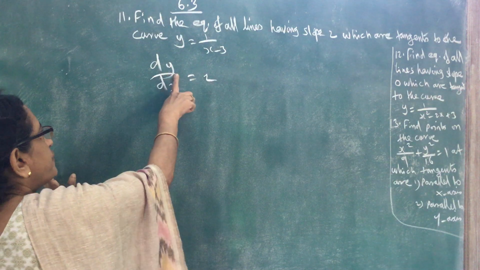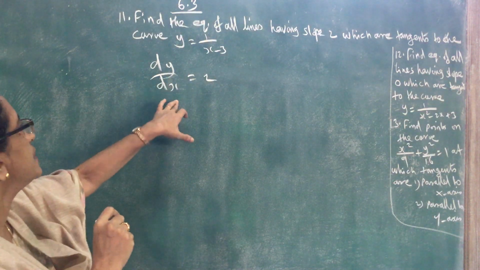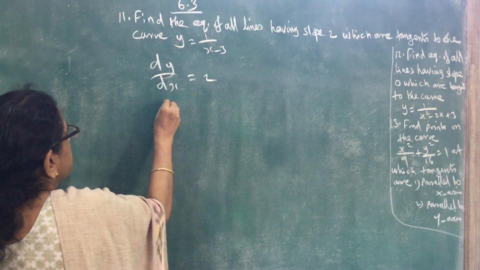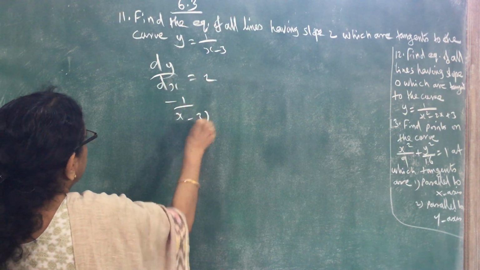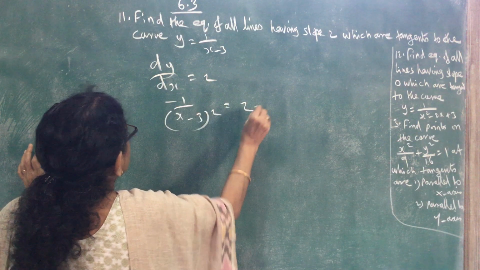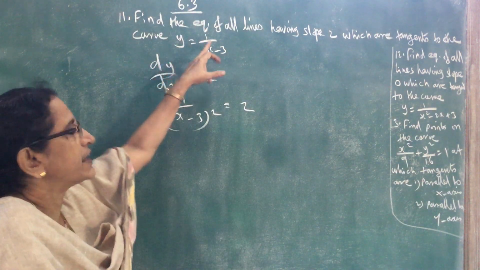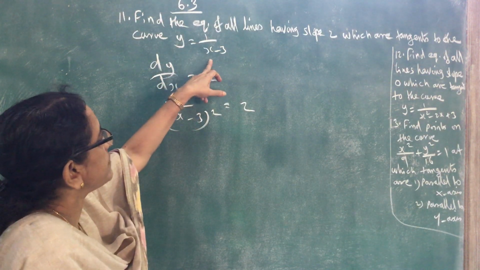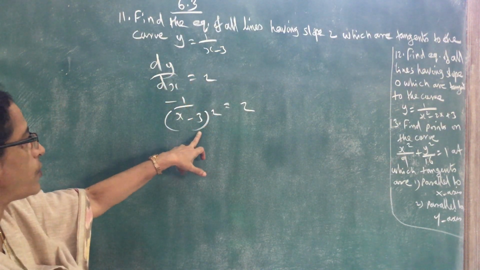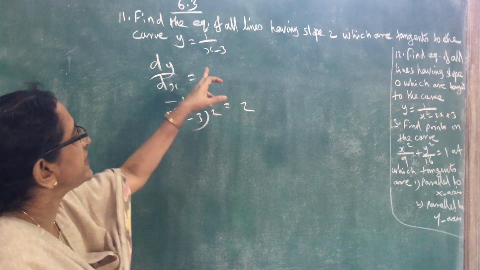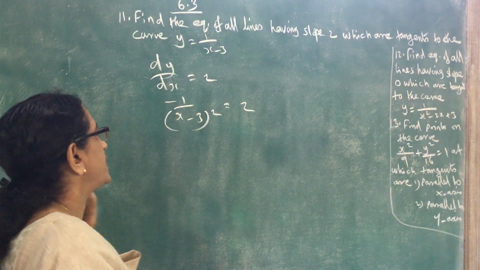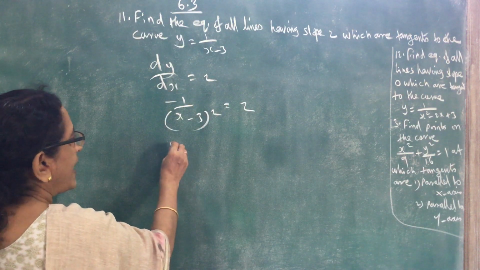So we can find the point using this slope equal to 2. So dy by dx, what is dy by dx? Minus 1 by (x minus 3) whole square equals 2. Dy by dx: derivative of 1 by x is minus 1 by x square. So derivative of 1 by (x minus 3) is minus 1 by (x minus 3) whole square, into derivative of x minus 3, that is 1. So that is the equation. Using this we can find the value of x.